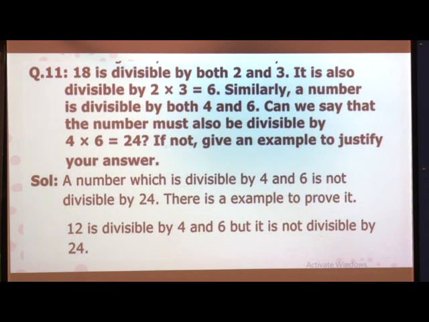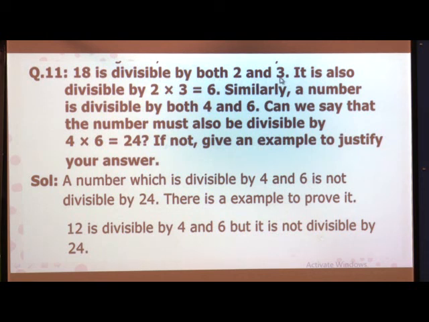Next example, 18 is divisible by both 2 and 3. 18 is divisible by both 2 and 3 because we have 8 in its ones place, so it is divisible by 2, and 8 plus 1 is 9, and 9 is divisible by 3. So, 18 is divisible by both 2 and 3.